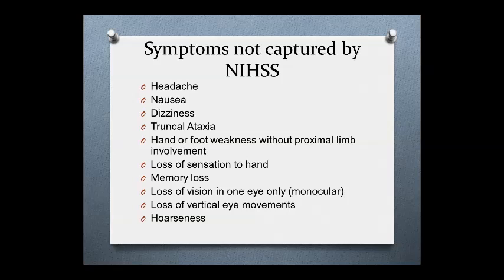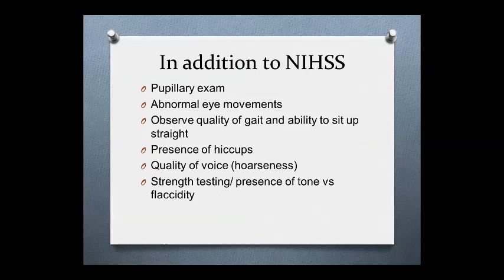If they lose vision in one eye only, that is a stroke, and that's called monocular loss of vision, but it's not the type of stroke that is tested for on the stroke scale. They may also have loss of those vertical eye movements we mentioned earlier, and sometimes they're hoarse or their quality of speech is very breathy because they can't use their muscles properly. So you should also do a pupillary exam, look for other abnormal eye movements.